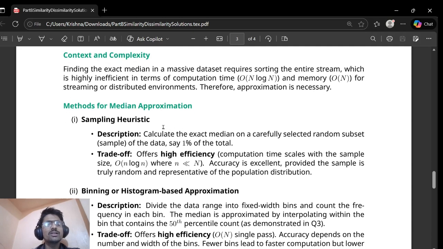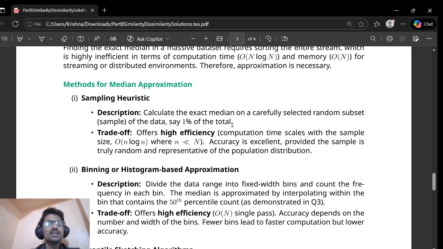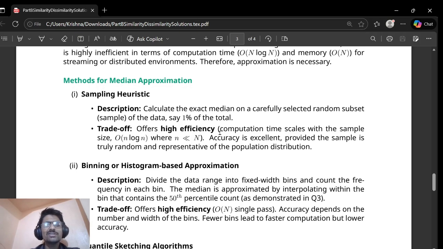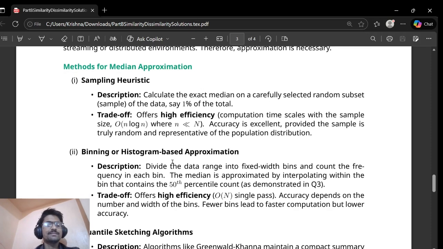First is the sampling heuristic. Description: calculate the exact median on a carefully selected random subset sample of the data, say 1% of the total. Trade-off: it offers high efficiency, as computation time scales with the sample size, O(n' log n') where n' is less than n. Accuracy is excellent, provided the sample is truly random and representative of the population distribution.